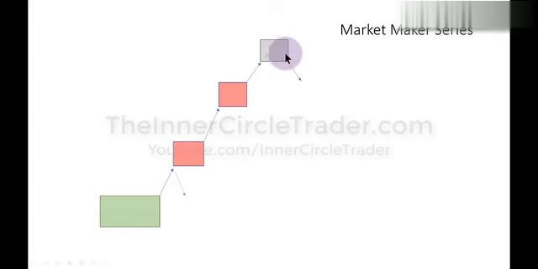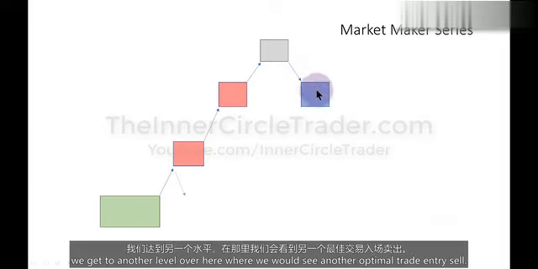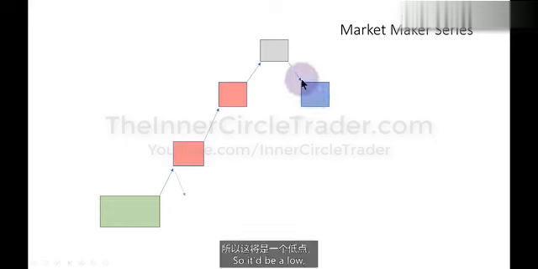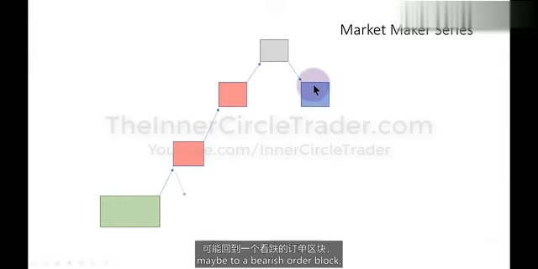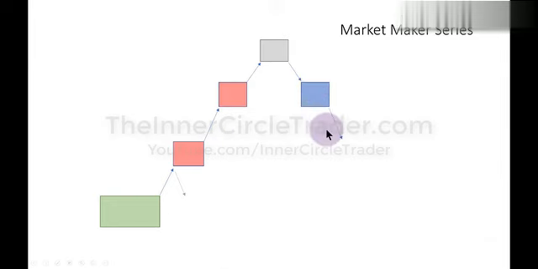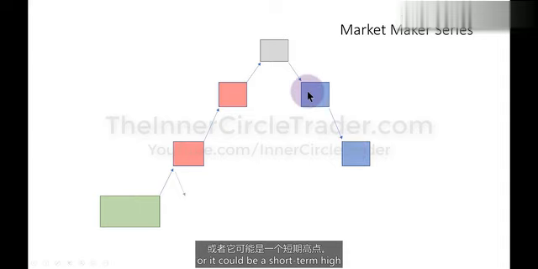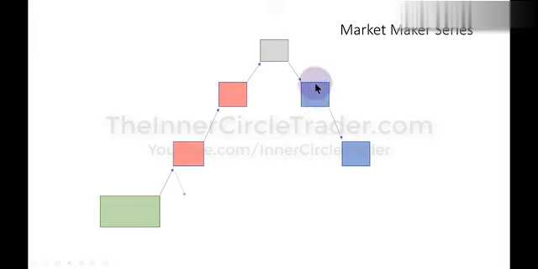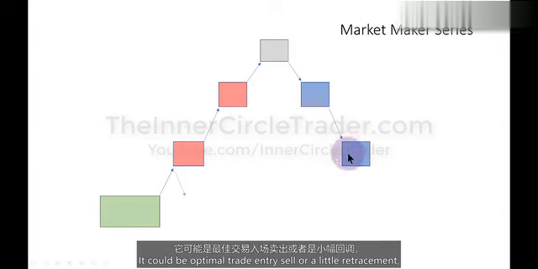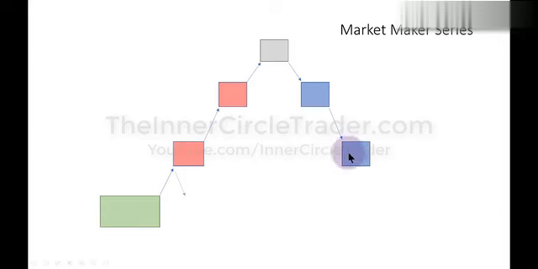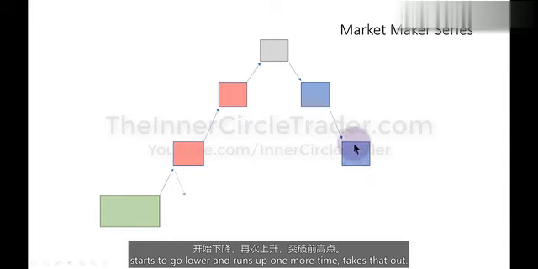After there's a smart money reversal, we expect price to trade and break lower until we get to another level over here where we would see another optimal trade entry sell. So it'd be a low, a retracement back in, maybe to a bearish order block, and then a displacement lower until we get to another level of distribution. Now, in here, it could be the optimal trade entry sell, or it could be a short-term high and a higher short-term high, and then breakdown. Same thing here. It could be an optimal trade entry sell or a little retracement where it creates a short-term high, starts to go lower and runs up one more time, takes that out.